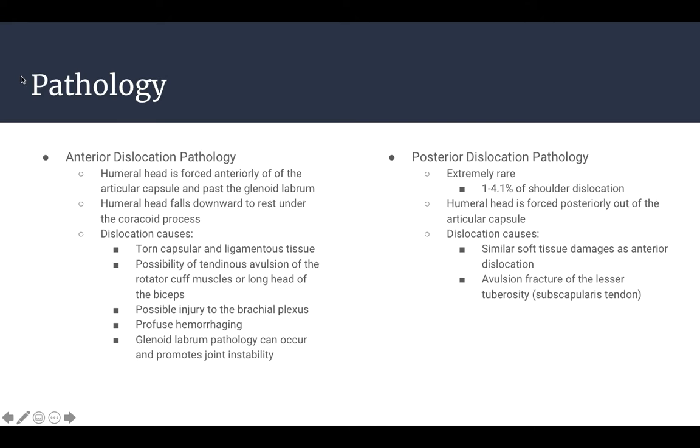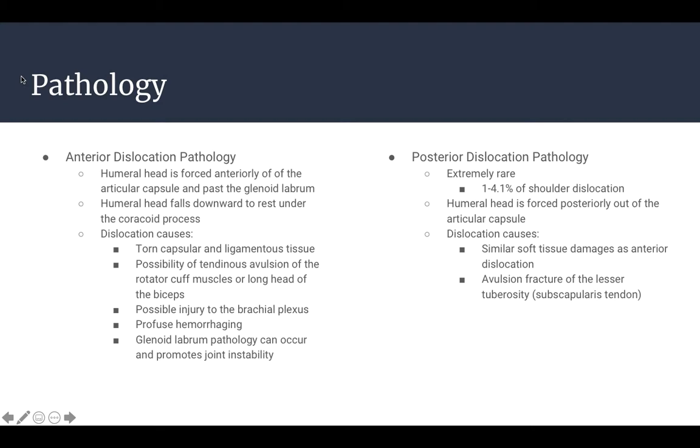There's a lot of complications that come along with anterior dislocation, such as torn capsular and ligamentous tissue, the possibility of tendinous avulsion of the rotator cuff muscles or the long head of the biceps, possible injury to the brachial plexus, profuse hemorrhaging, and possible glenoid labrum pathology, which promotes joint instability.